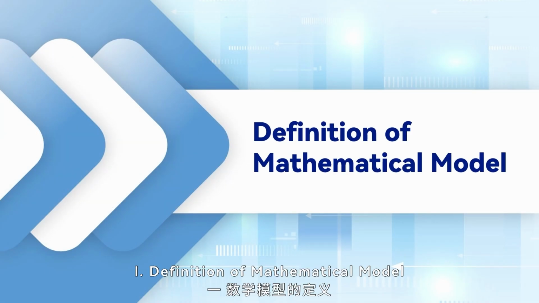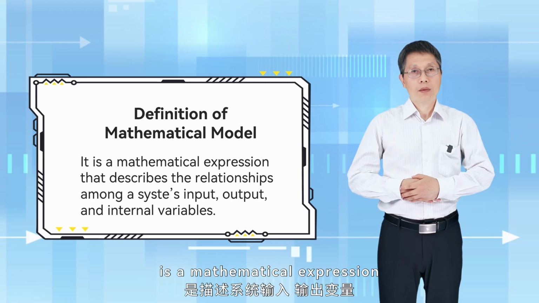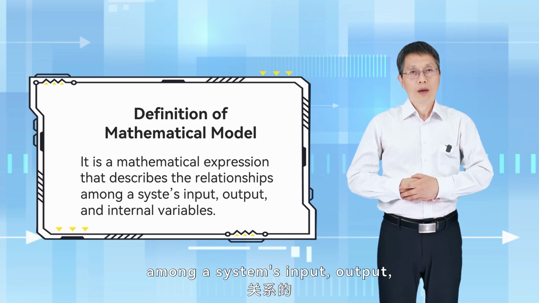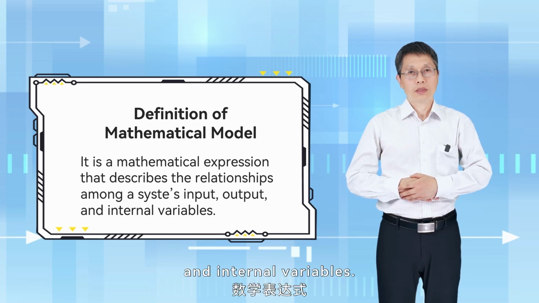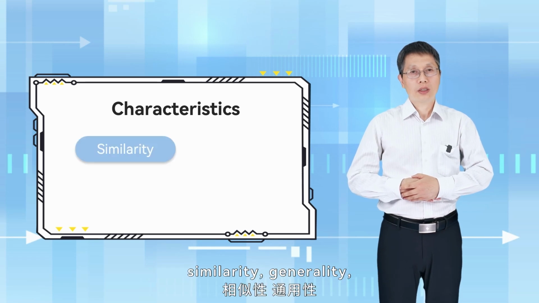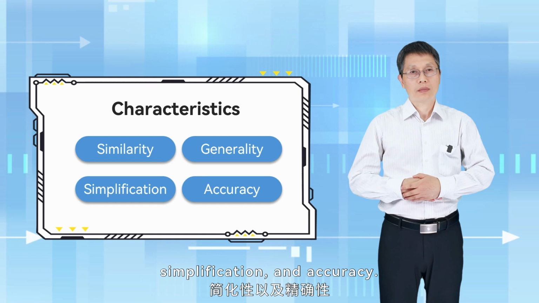1. Definition of mathematical model. A mathematical model is a mathematical expression that describes the relationships among a system's input, output, and internal variables. Mathematical models have the following characteristics: similarity, generality, simplification, and accuracy.